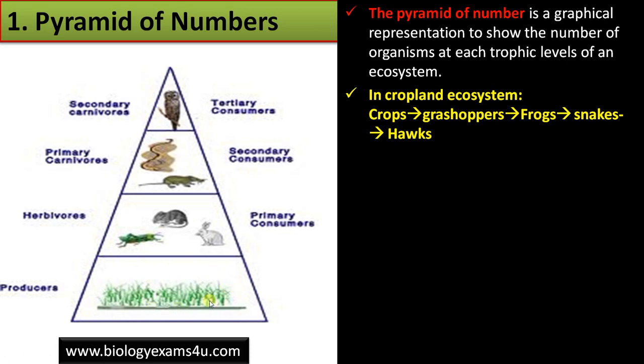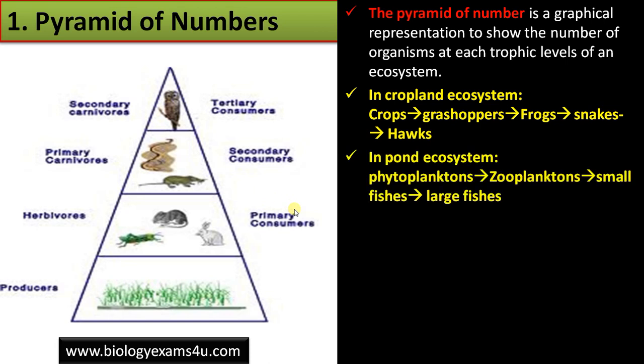You can see here the producers, the number of organisms in this first trophic level, that is at the producer level, will be the maximum. Therefore, it will have a broad base. Then as we move up, crops, grasshopper, then frogs, snakes, and hawks or owl. Gradually the number is decreasing as we move up the trophic level.